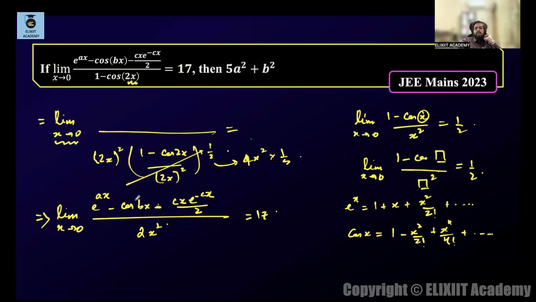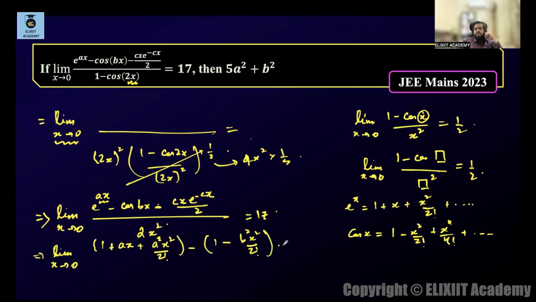So here we are having cos bx, so wherever we have x, we are supposed to replace it by bx. Similarly, here we are having e raised to the power of ax, so wherever we have x, we replace it by ax. So we have limit x tends to 0, e raised to the power of ax. Expansion of e raised to the power of ax means 1 plus ax plus a square x square by 2 factorial. That's all till x square. Minus of cos bx. What is cos bx? 1 minus b square x square by 2 factorial. That's all. Okay.